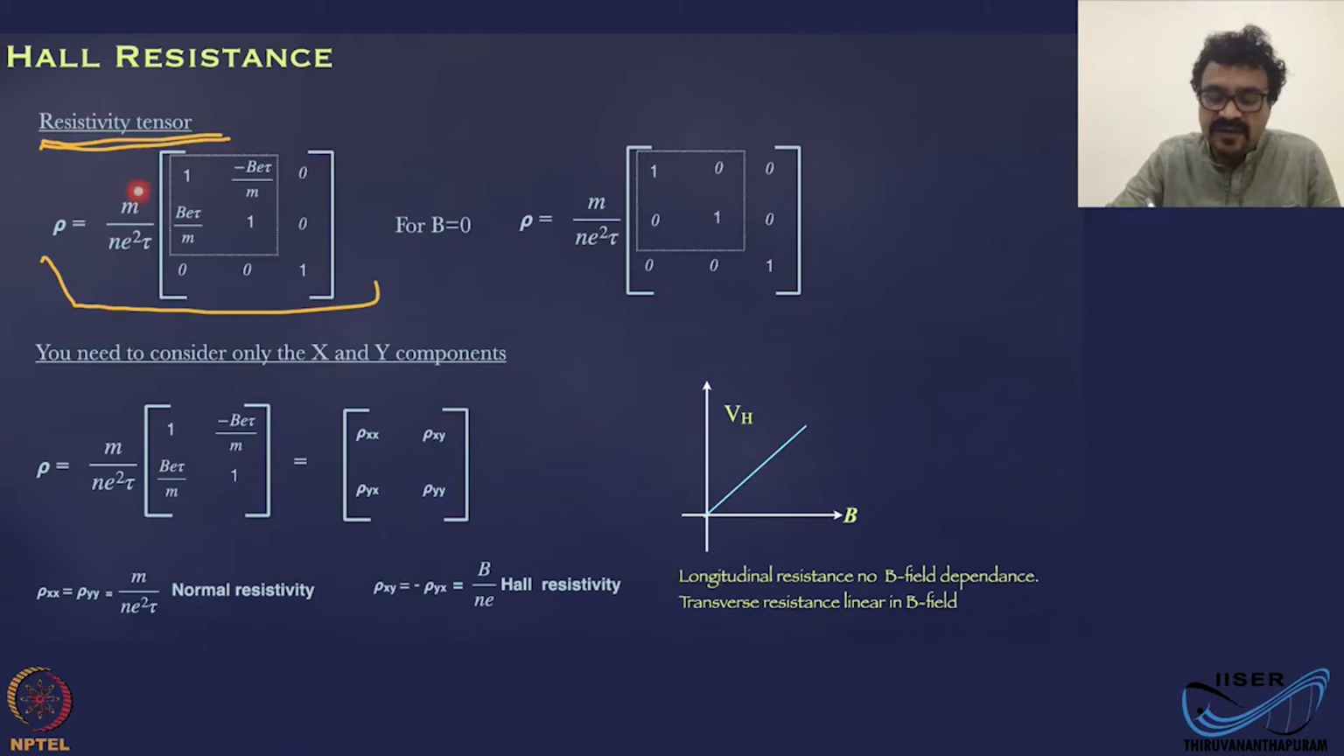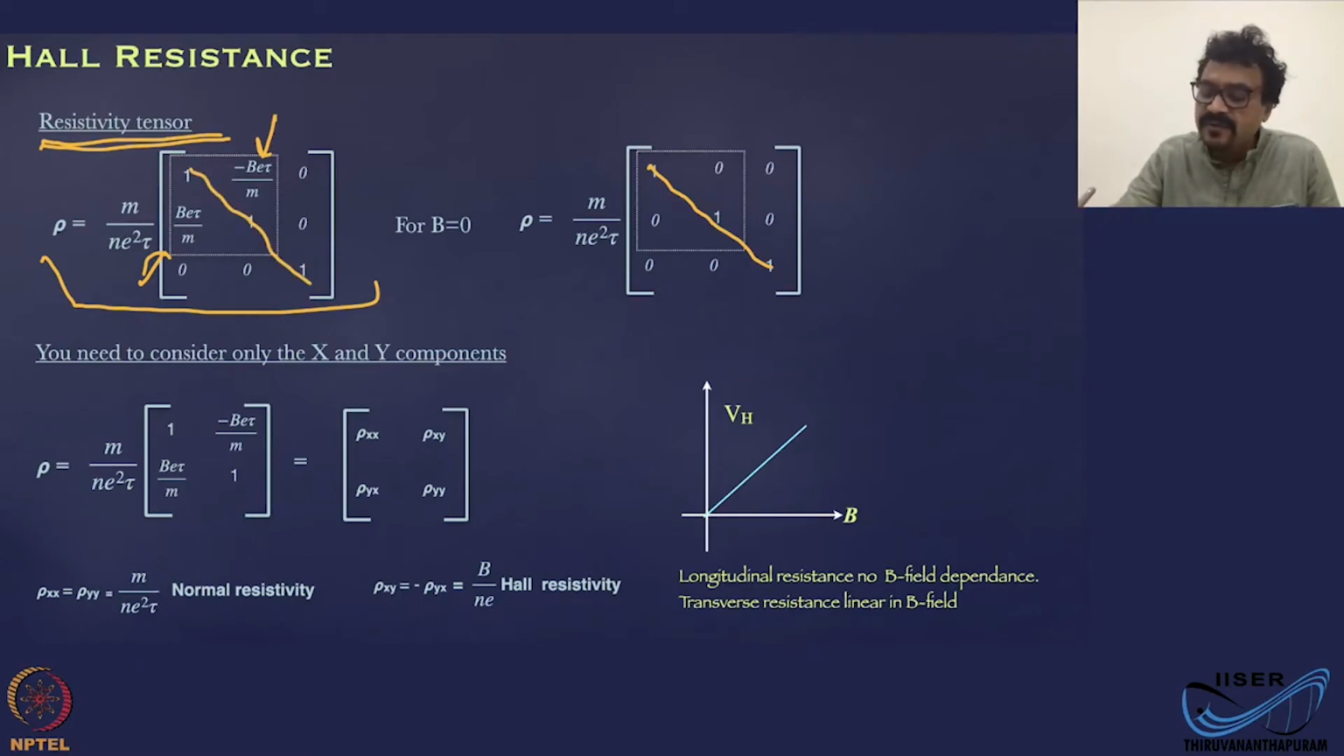m by ne square tau is the resistivity when you have no B field, or when the B field is 0, and this is an isotropic quantity when you don't have any B field. The moment you turn on the B field, you're going to get these off diagonal components. Those are proportional to the B field. The diagonal ones are independent of the B field.